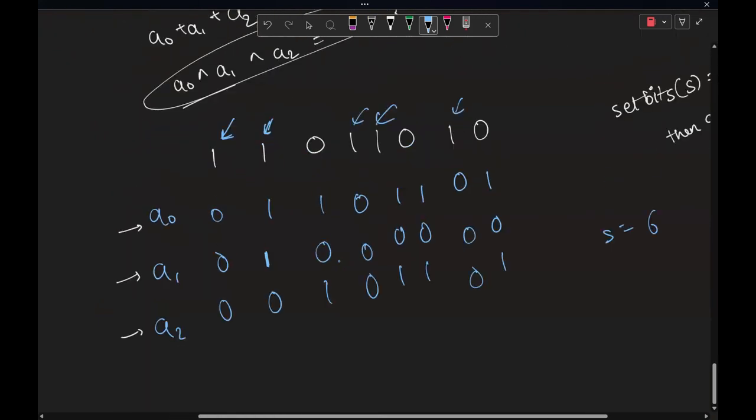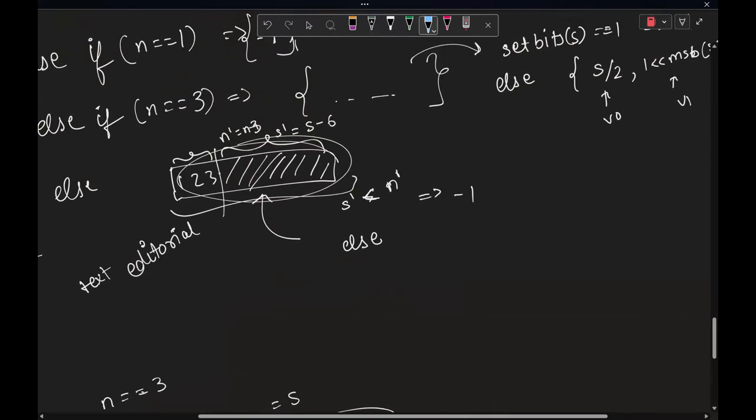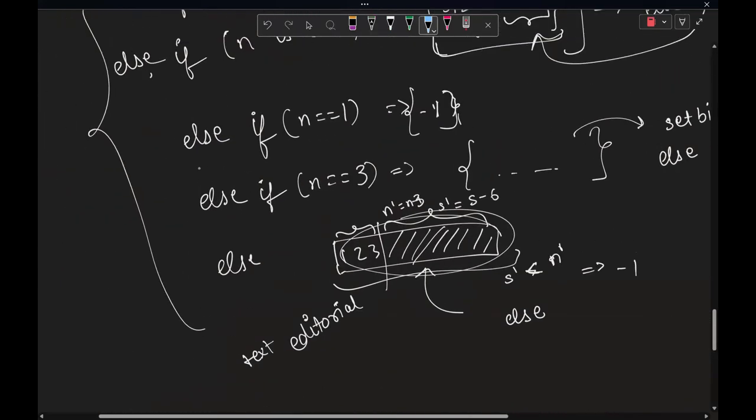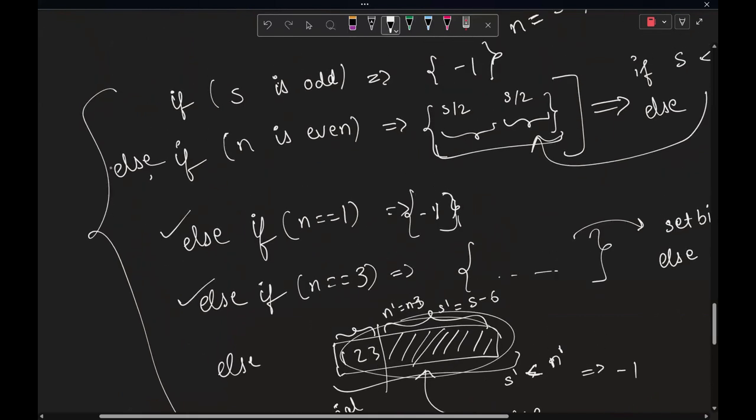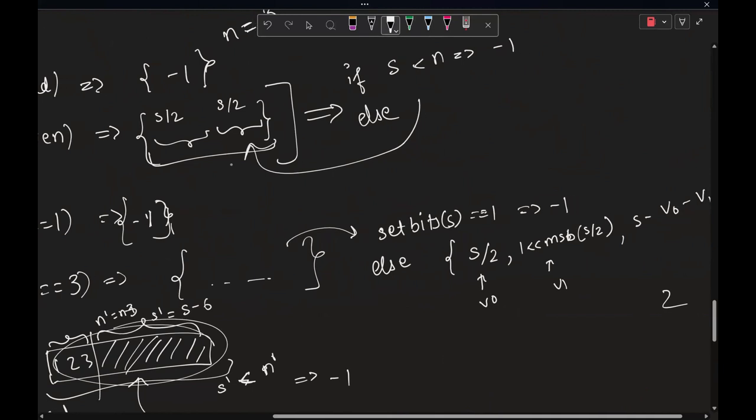Okay, so I think that this is now clear. This part is now clear. This part is really trivial. This part is trivial. This part is also not so hard. Similarly, this part.